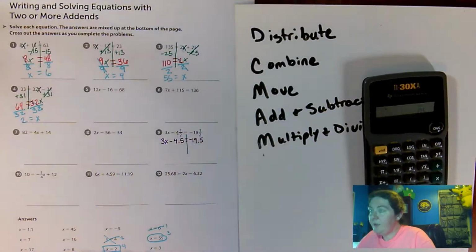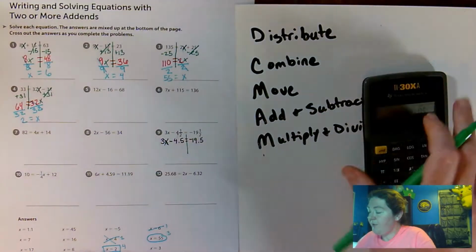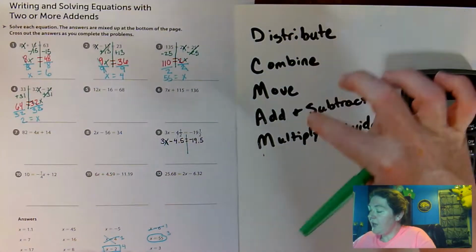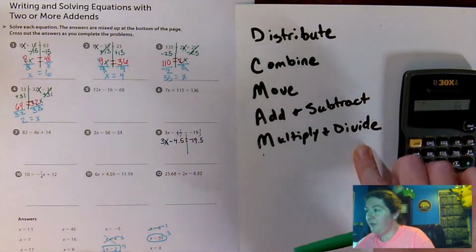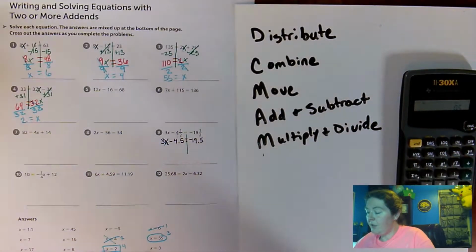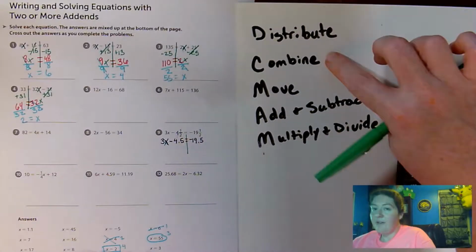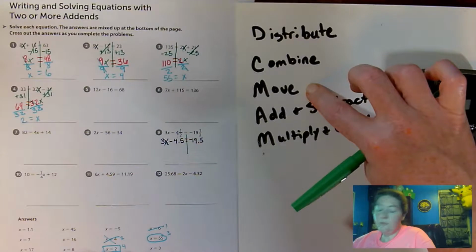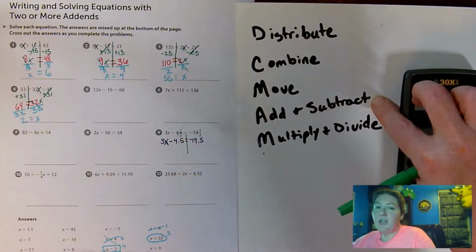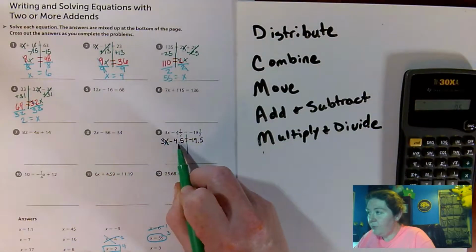Who am I trying to make happy? Trying to make Mr. X happy. Gonna follow my steps. Don't call me after midnight. Distribute, combine, move, add, subtract, multiply, and divide. Do I have anything to distribute? No. Do I have anything to combine? No. Do I have anything to move? No. Do I have any addition and subtraction happening on the side with the variable? Yes. I have a negative 4.5.